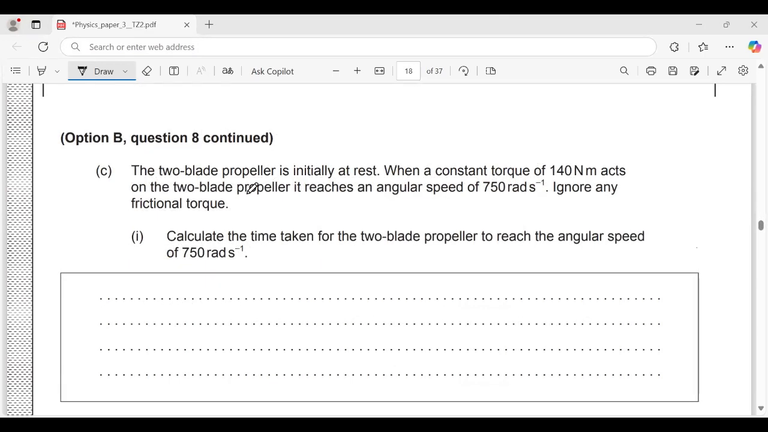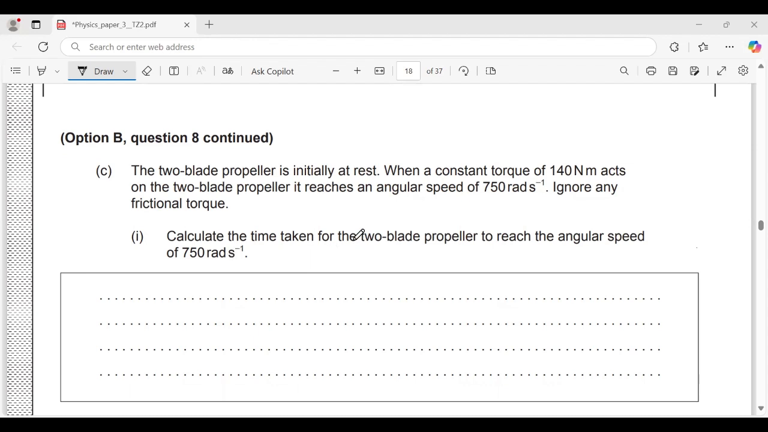The two-blade propeller is initially at rest when a constant torque of 140 Newton meter acts on the two-blade propeller. It reaches an angular speed of 750 radian per second. Ignore any frictional torque. Calculate the time taken for the two-blade propeller to reach the angular speed 750 radian per second.